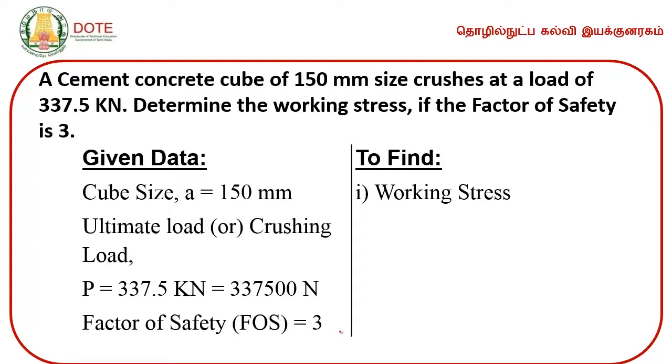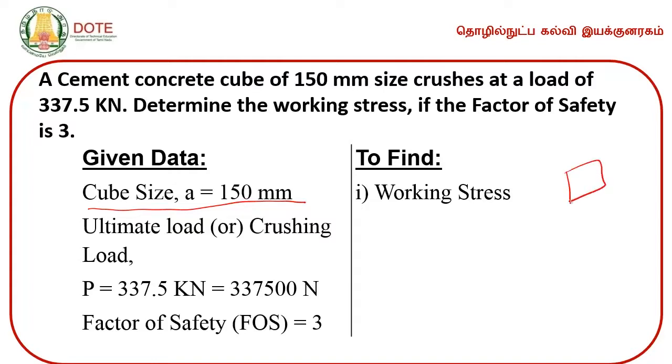Now we are moving to the third problem. A cement concrete cube of 150 mm size crushes at a load of 337.5 kilonewton. Determine the working stress if the factor of safety is 3. Okay. It is a cement concrete cube of 150 mm size. Cube size is given, A is equal to 150 mm.